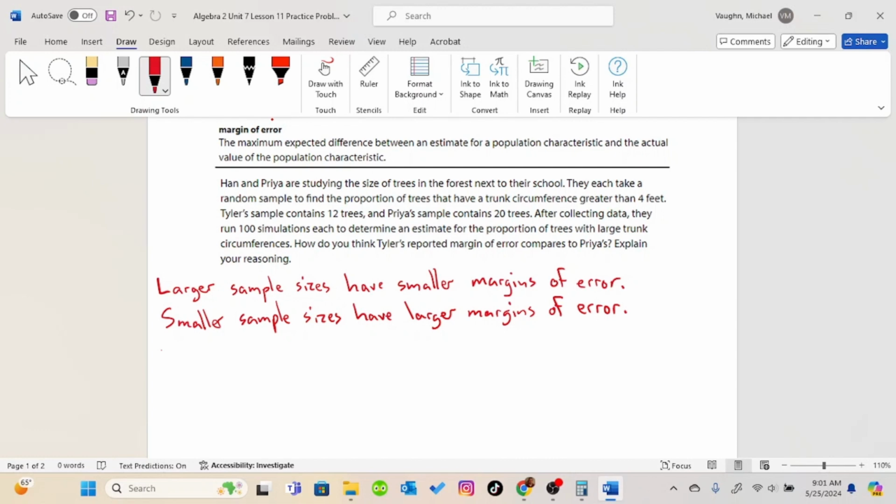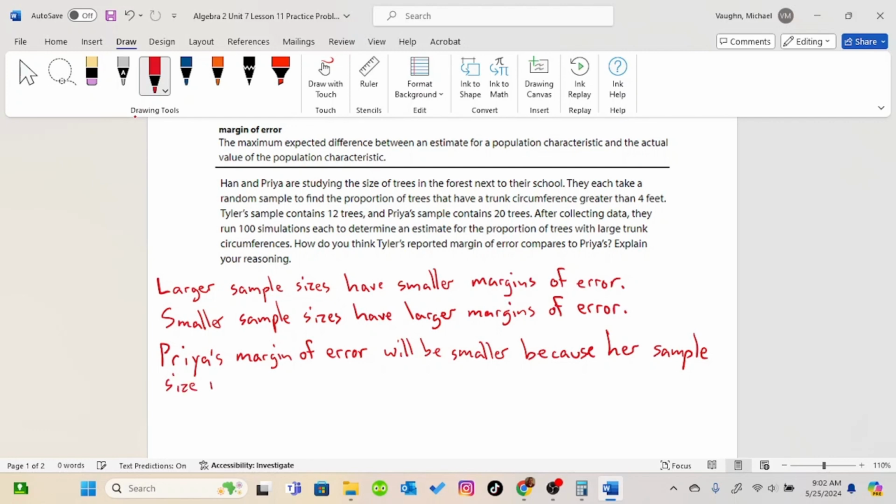So this means Priya's margin of error will be smaller because her sample size is larger. 20 is greater than 12.